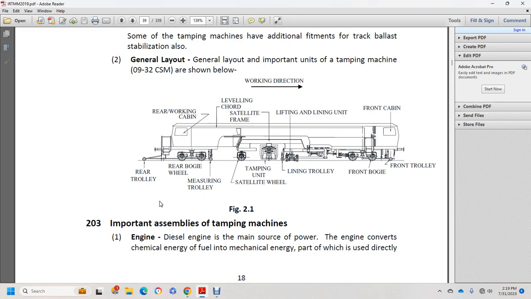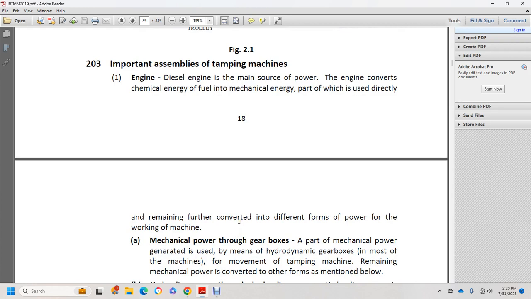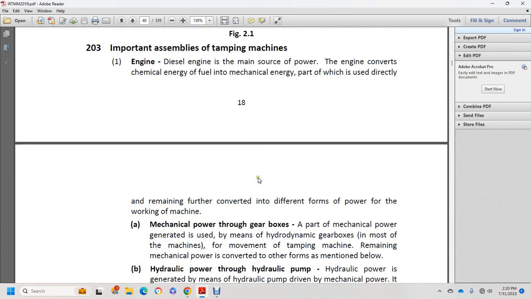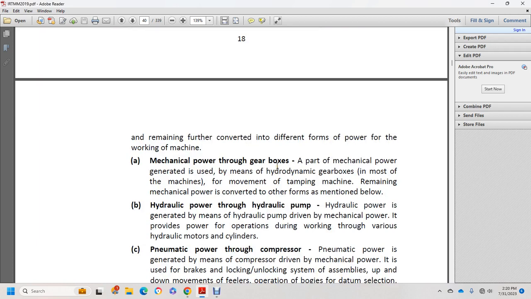2.0.3 Important assemblies of the tamping machine. Engine. The diesel engine is the main power source. It converts the chemical energy of the fuel into mechanical energy, which is usually converted further into different forms of power for the working machine. Mechanical power goes to the gearbox and is transmitted with the means of the hydrodynamic gearbox. Most of the machine's movement is by mechanical power, and the remaining mechanical power is converted to the other forms mentioned below.